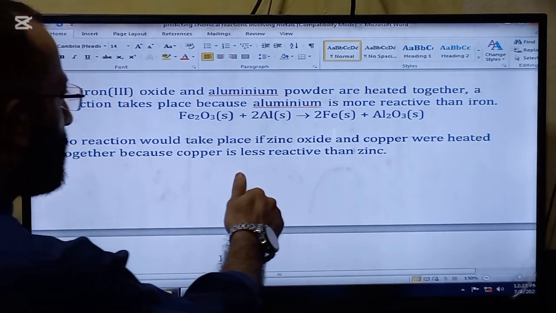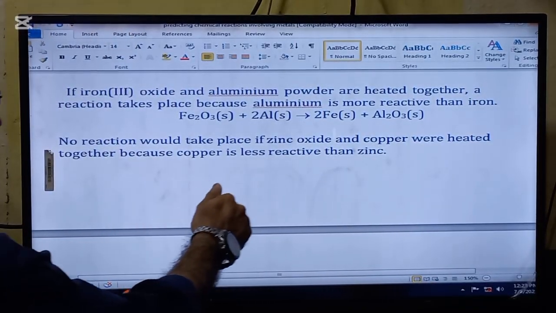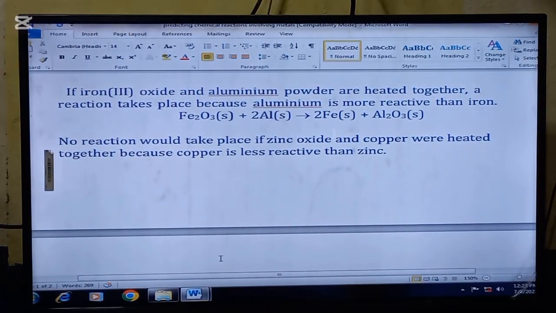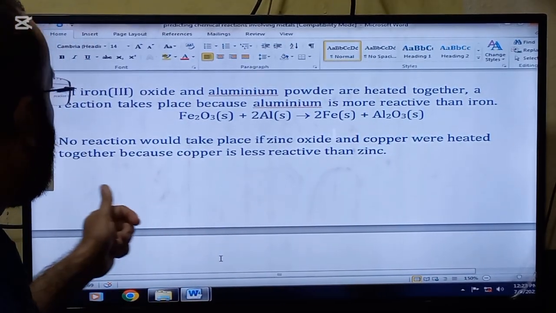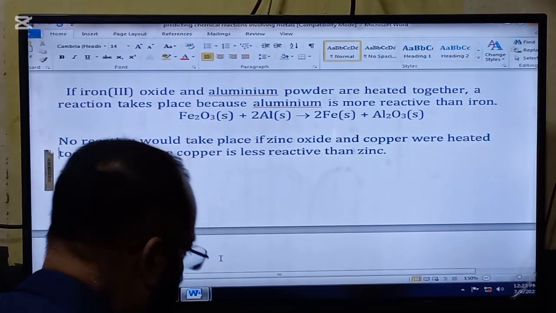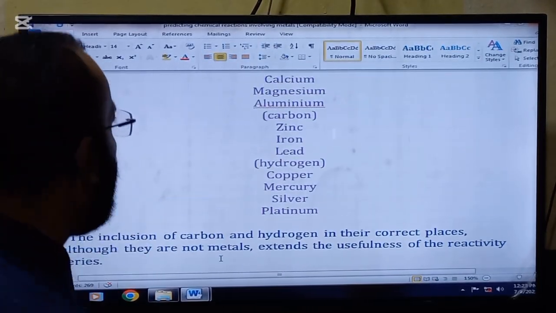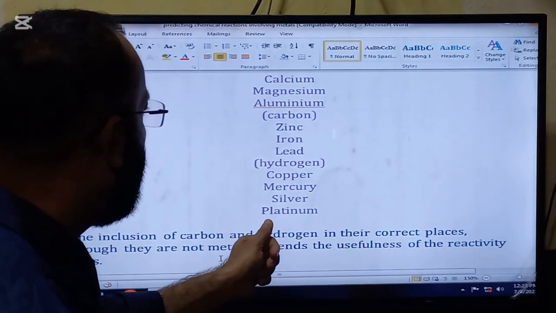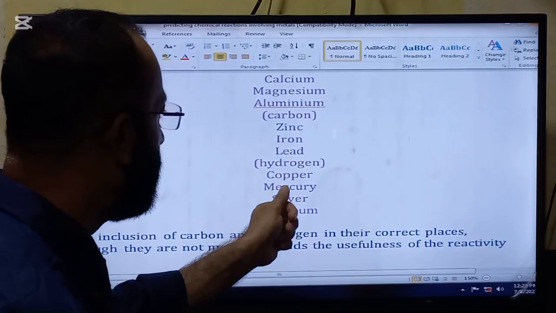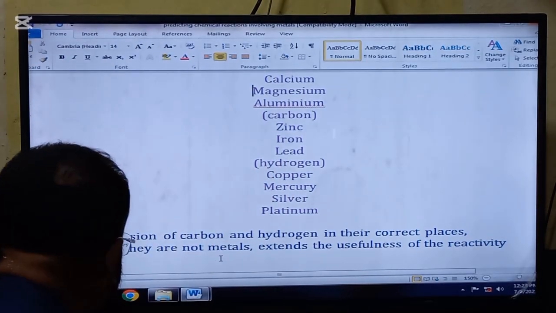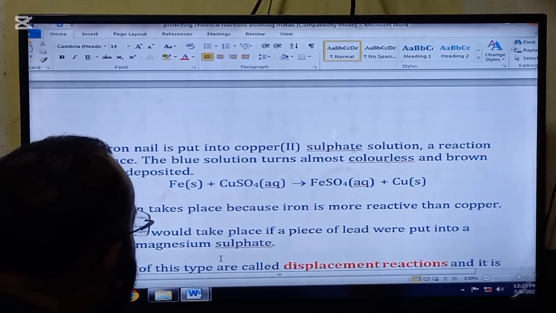No reaction would take place if zinc oxide and copper were heated because copper is less reactive than zinc. So in this series you can see that copper is less reactive than zinc. Look now, here is copper and here is zinc. So copper is less reactive than zinc, so it will be unable for copper to displace zinc.